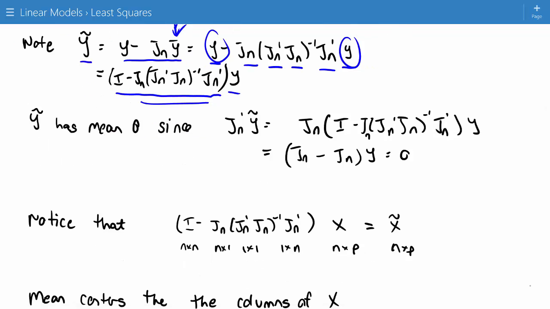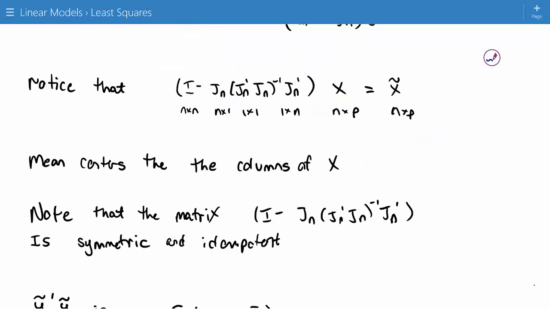Note, we can very easily show that the centered y tilde has mean 0, since if we were to multiply it times Jn, we get Jn transpose times this vector times y. The multiplication of these two is Jn transpose times Jn, then times that inverse, which will be I, which leaves me with Jn transpose. So this works out to be Jn transpose times Jn times y, which equals 0.